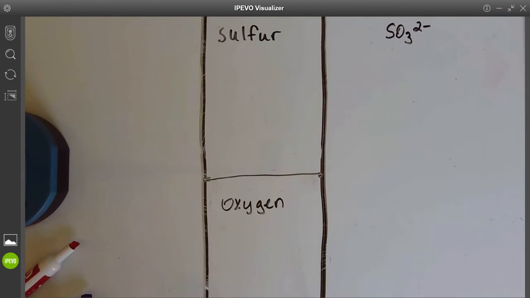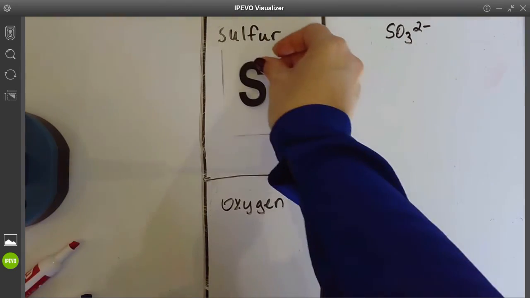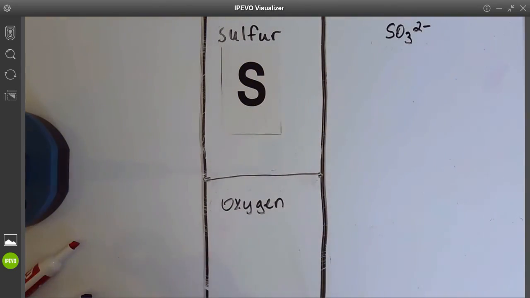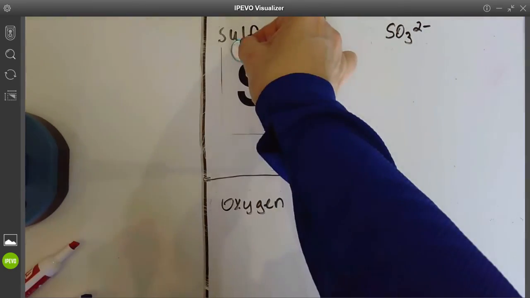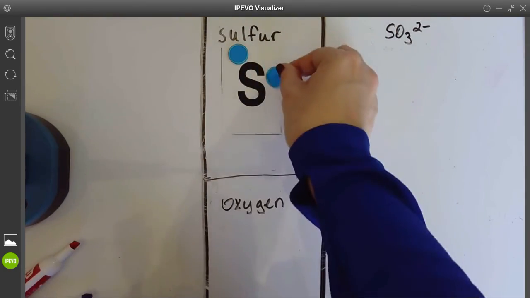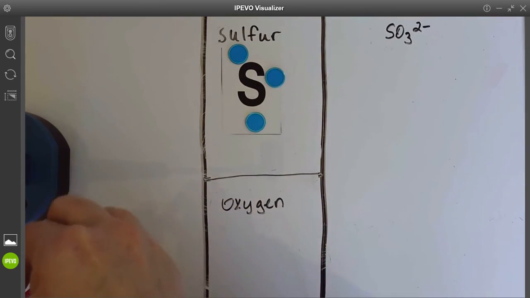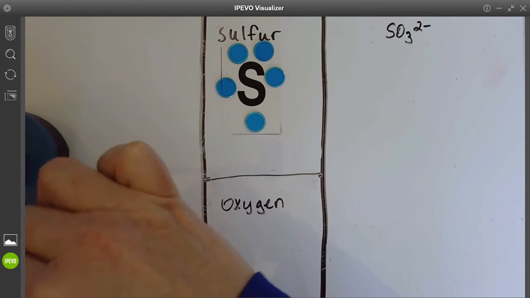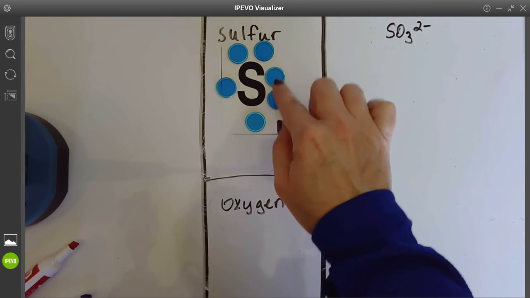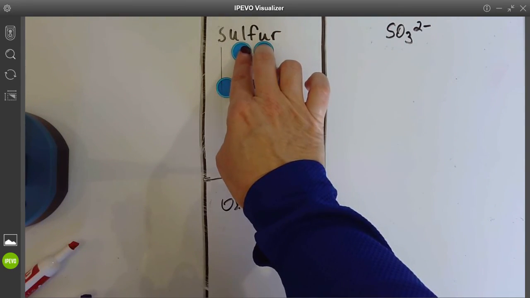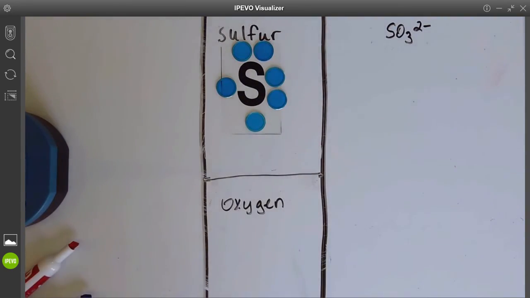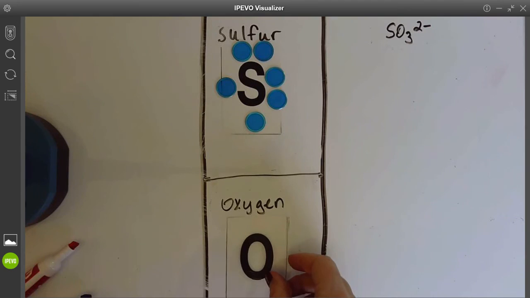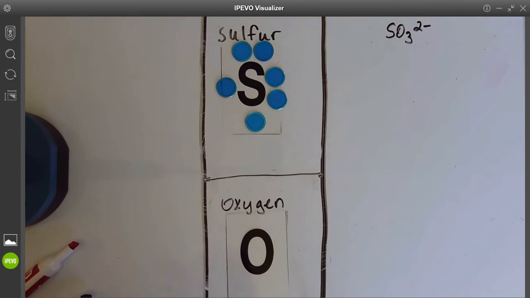All right, so we have sulfur. And so sulfur is in group 16 of my periodic table, so it's going to have 6 valence electrons. So 1, 2, 3, 4, 5, 6. So I can see sulfur is going to have 2 lone pairs because there are 2 electrons paired together here, and it has 2 bonding electrons. Then I also have oxygen, which is in the same group as sulfur, so it's also going to have 6 valence electrons.